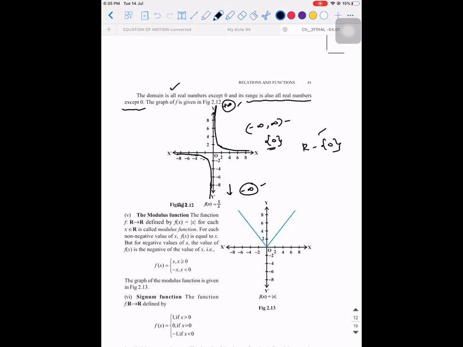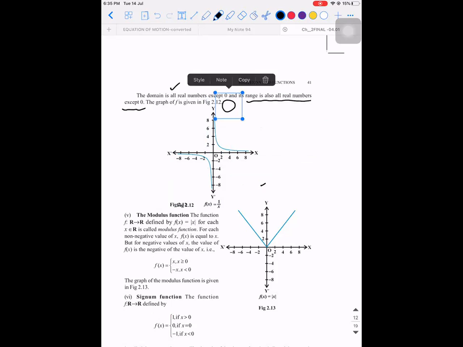But range does not have 0. Means you cannot find any value of x for which the y value comes out to be 0. Yes, sir. Understood. Okay. So I will explain how to find the domain and range without graphs also. Don't worry about it. So as of now, observe the graph and try to understand what I'm trying to say.